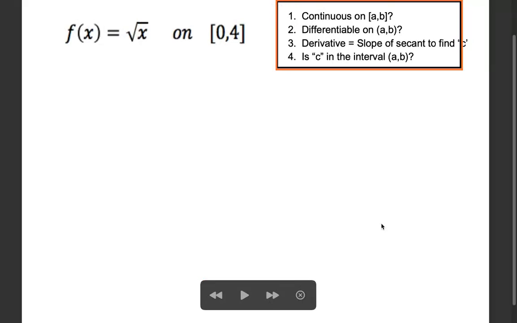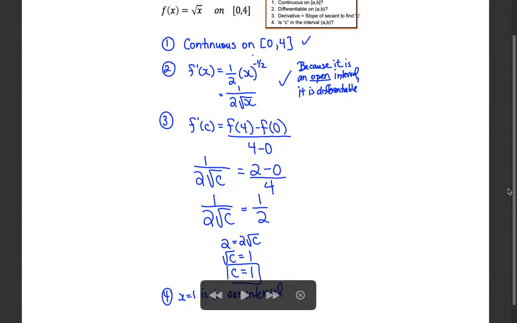This time I've got the function f of x equals the square root of x, and we're looking at it on the closed interval from 0 to 4. And hopefully you have a little visual in your head of what the square root function looks like. So pause the video and see if you can figure out the value of c that works for this. Okay, so here is what I get.